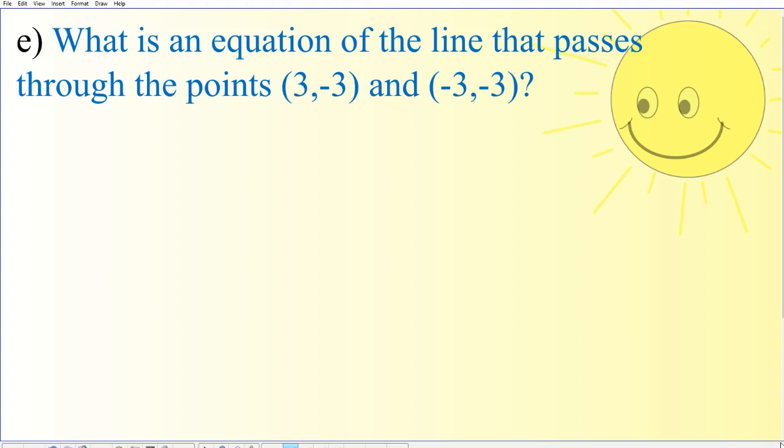Letter E. A little bit harder for you. What is an equation of the line that passes through the points (3, -3) and (-3, -3)? Okay, so I would like you to pause the video and do this on your own right now. I can think of a couple different ways of doing this problem. You just have to come up with one. But I challenge you to think of maybe more than one. Go ahead.